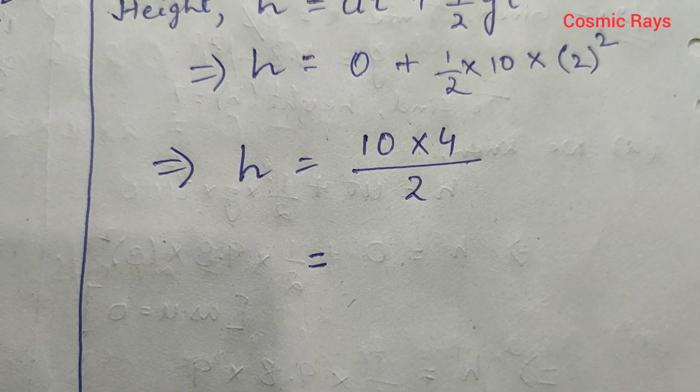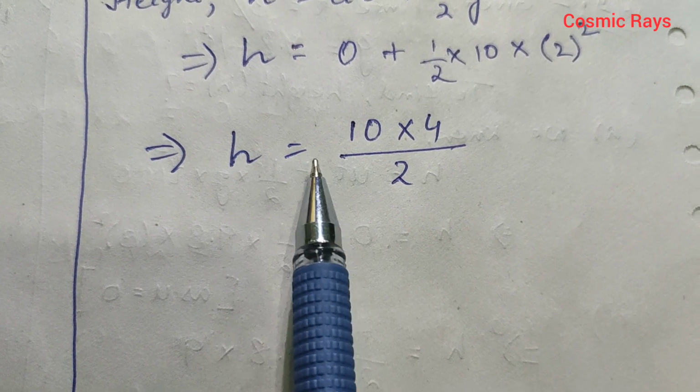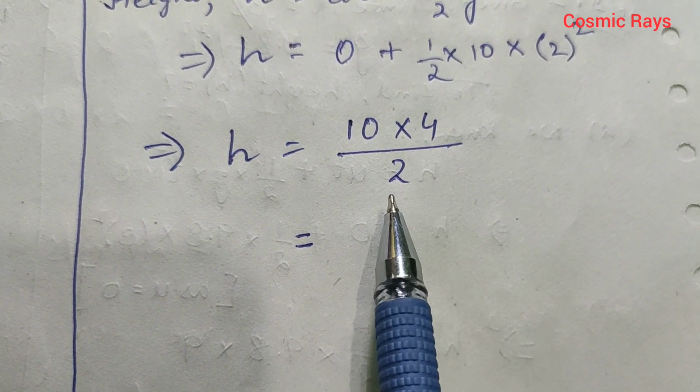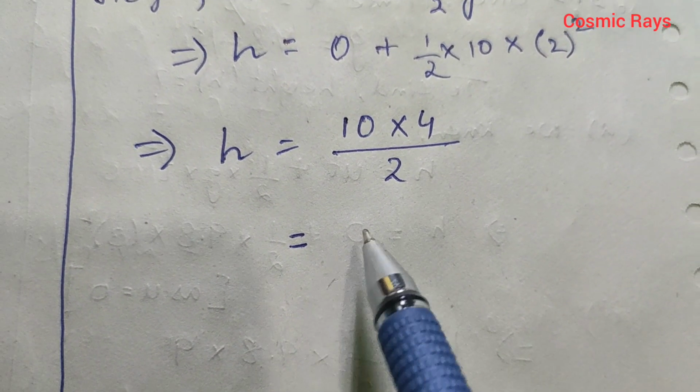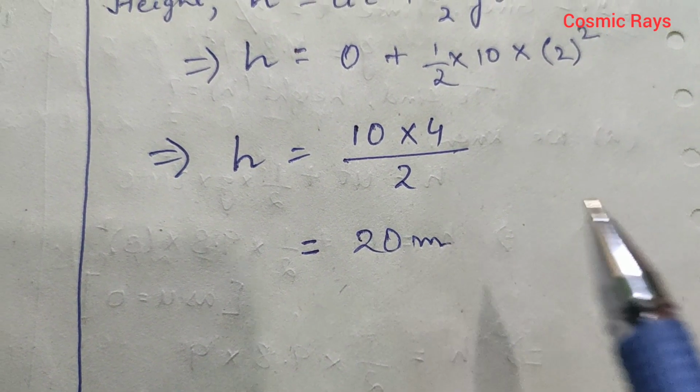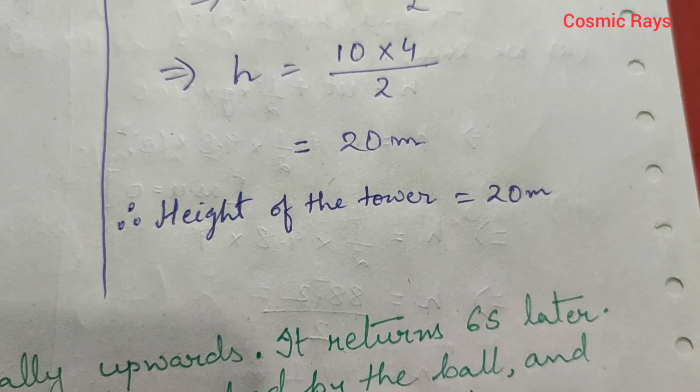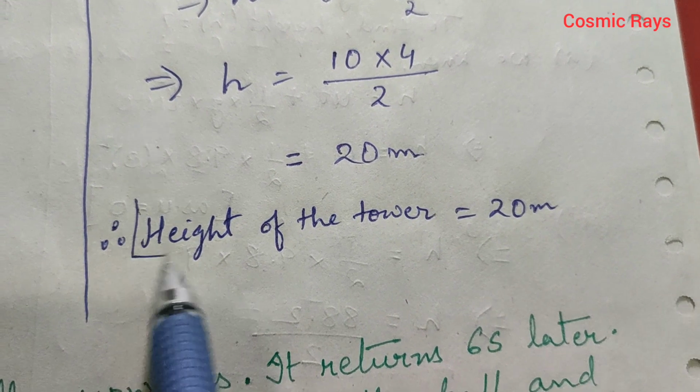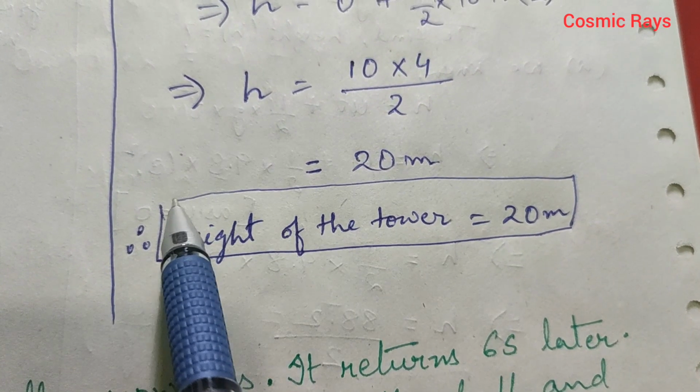So now we have h equal to 10 multiplied by 2 square is 4 upon 2, which is equal to 20 meter. So height of the tower is 20 meters, which is the answer.